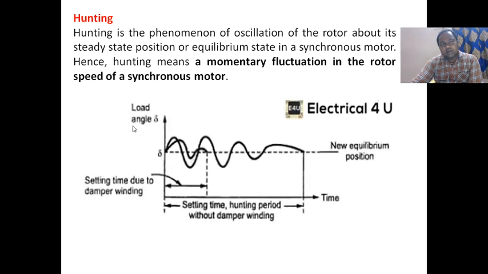Please see the hunting property, load angle delta. This way the load angle delta oscillates. Whenever we are not using the damper windings, there are more oscillations. Whenever we use the damper winding, the rotor torque will be opposed by the damper torque. That causes the oscillations to be reduced.